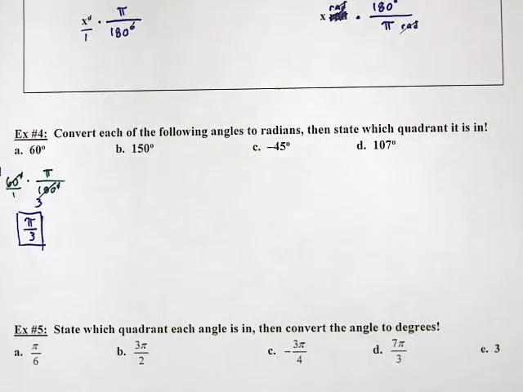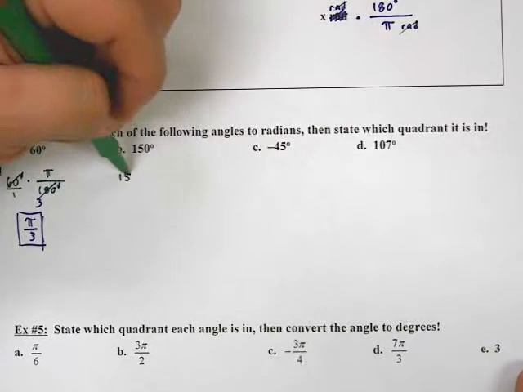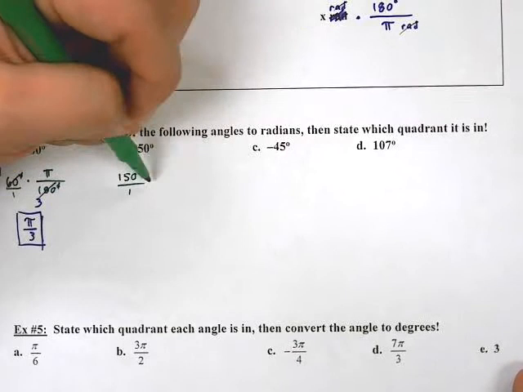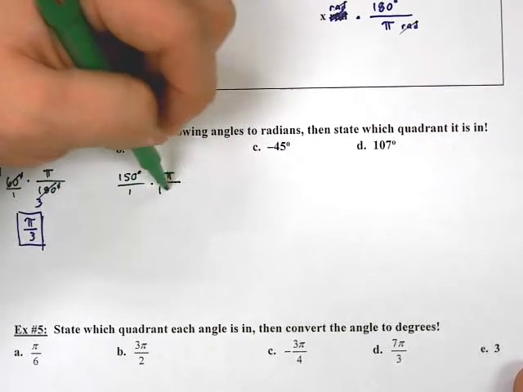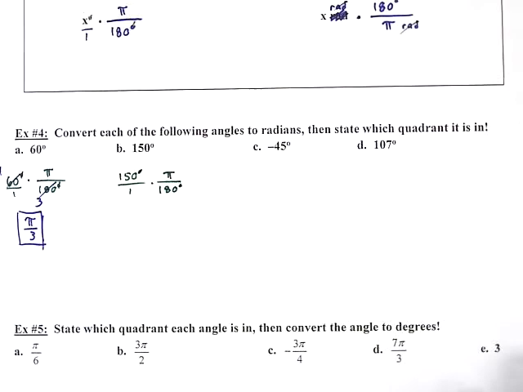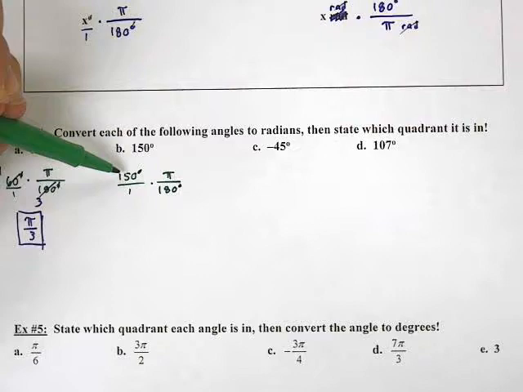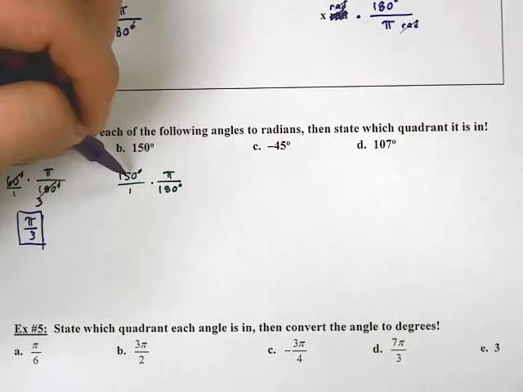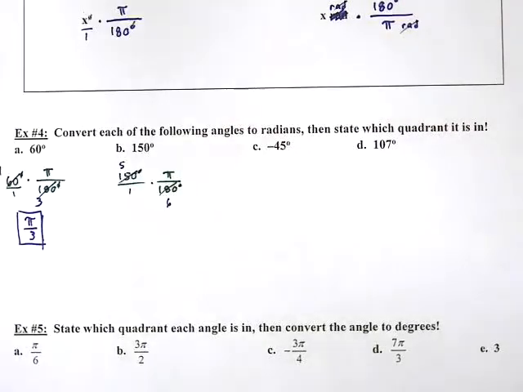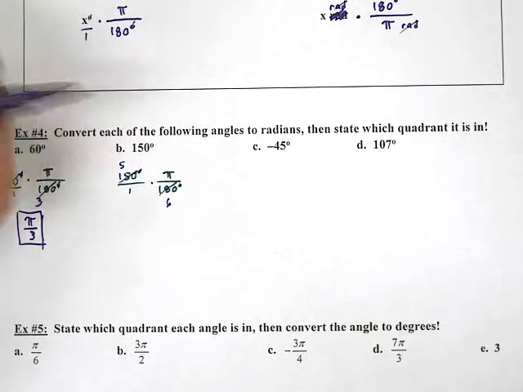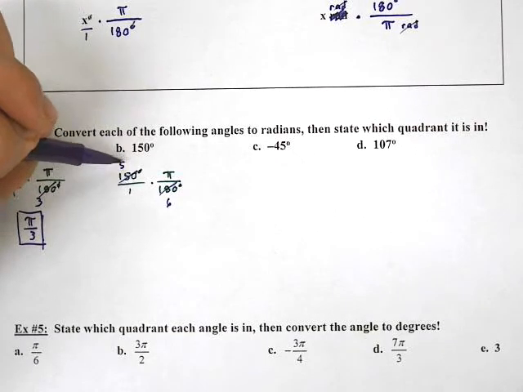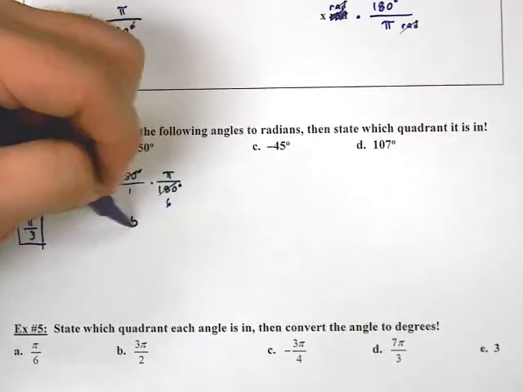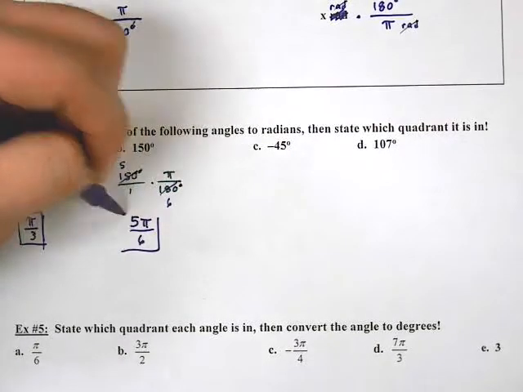Let's go to the next one, 150 degrees. Same idea. If you put it over 1 and you want to cancel degrees. This one's a little tougher. I'm thinking that I can take out 30s. If I take out 30s, I'd be left with 5 and 6. Yeah, 150 divided by 30 is 5, 180 divided by 30 is 6. Perfect. So 5 pi over 6.